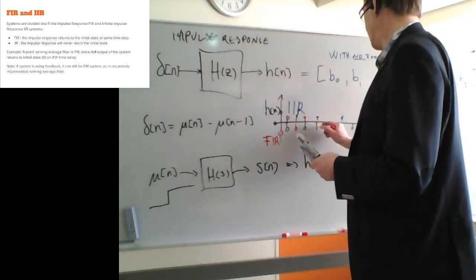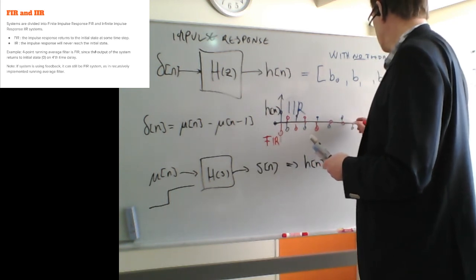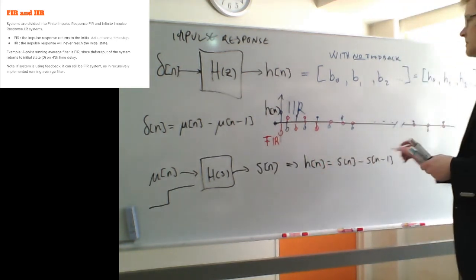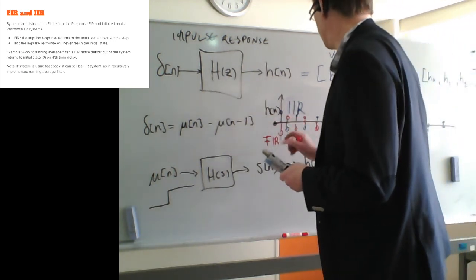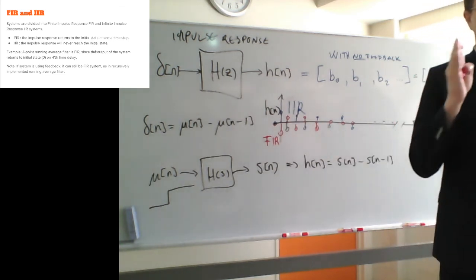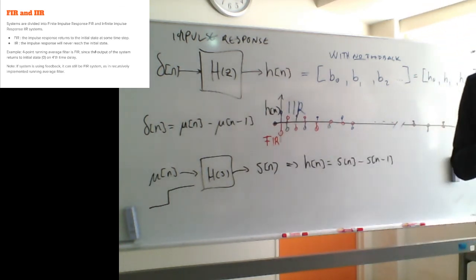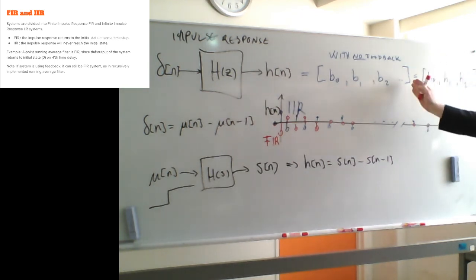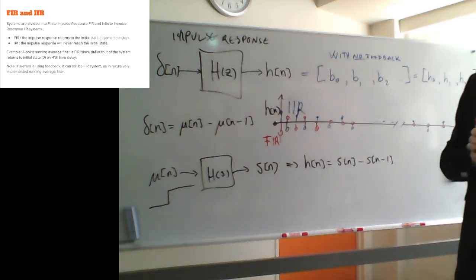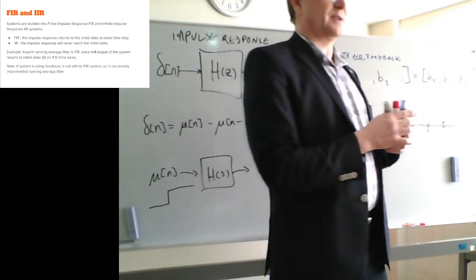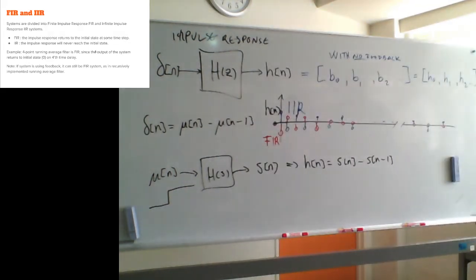For example, like that. And then it goes to 0 and continues to be 0. Those are 0 at both. So a finite impulse response system is simply such a thing where the impulse response ends. It has an endpoint. Most of the natural systems are infinite impulse response systems.